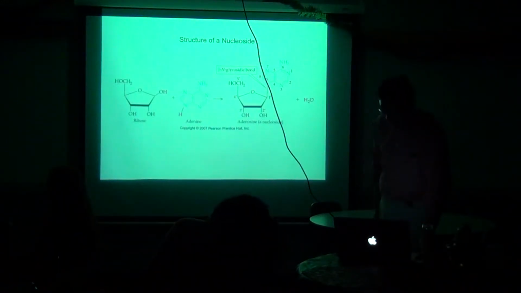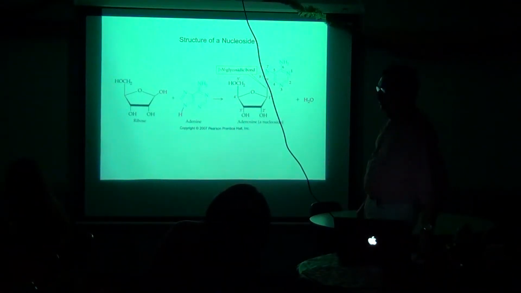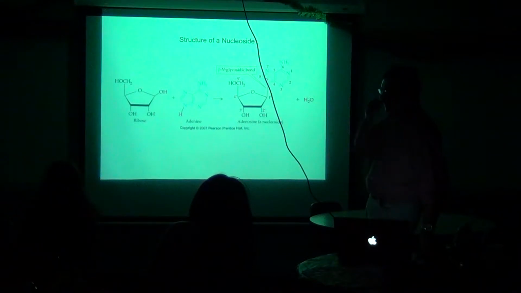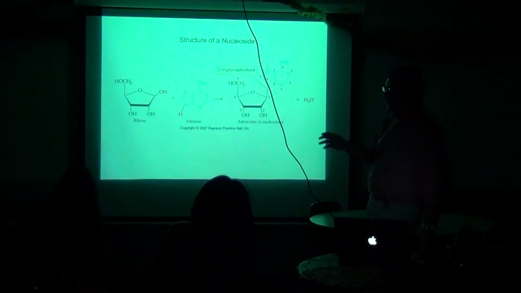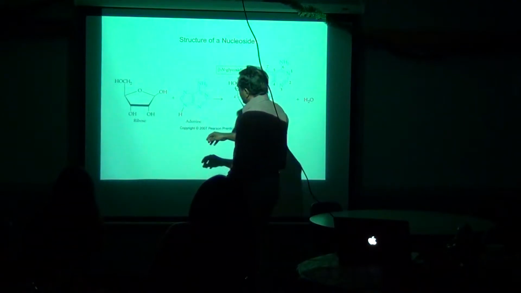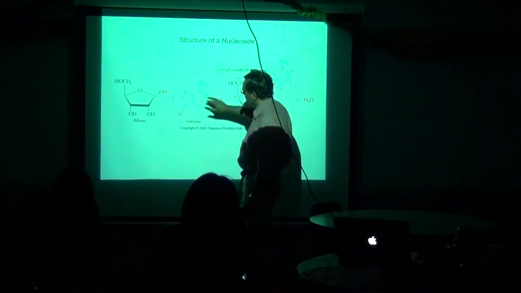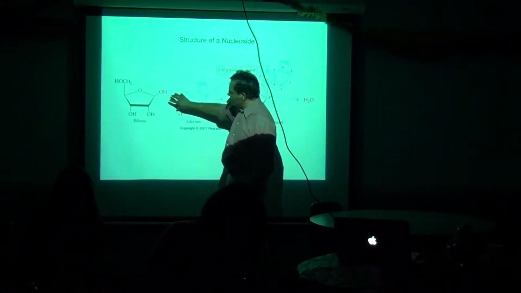Question now is the chemistry. How do you attach these various groups together to form DNA? Because DNA is not just one nucleotide, it's a long chain. Some of these can be thousands, maybe 10,000 nucleotides long. So how do you form these things? You form a nucleoside, not a nucleotide, when you attach a base to a sugar.